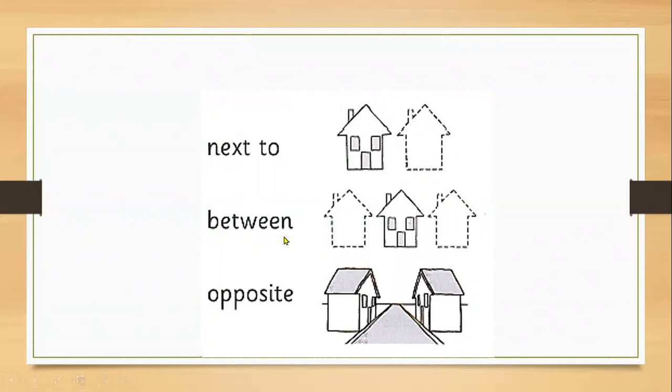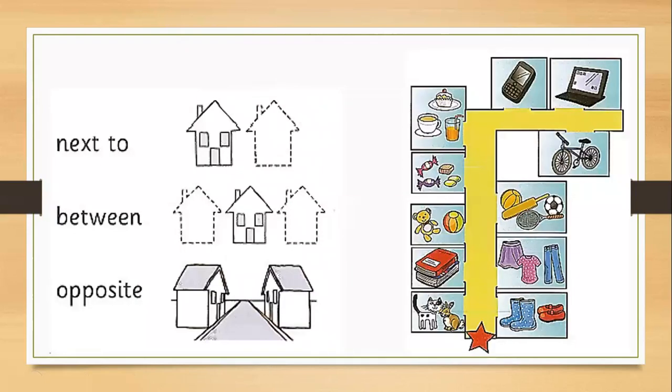And you will also learn about next to, between, opposite. So where is the house? It's next to this house. Where is the house now? The house is between the two shops. Now where is the house? The houses are opposite each other. So next to, between, and opposite. Now look at this picture and you have to find out next to, between, and opposite.